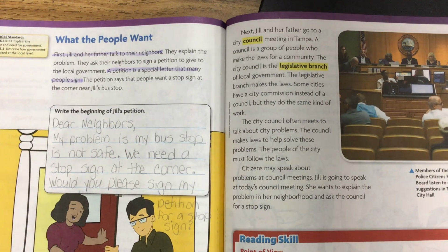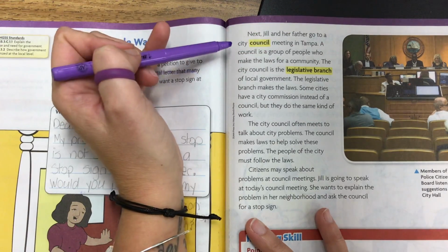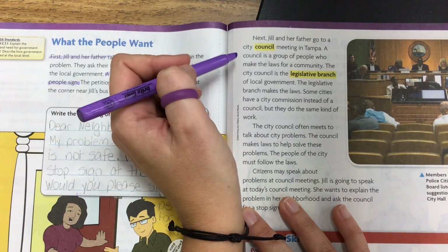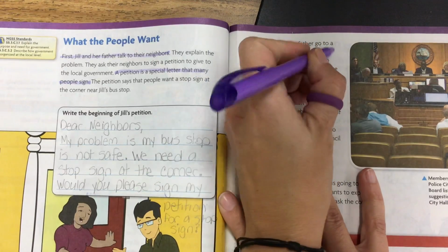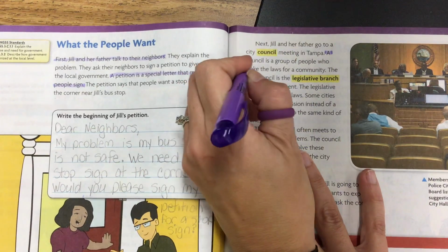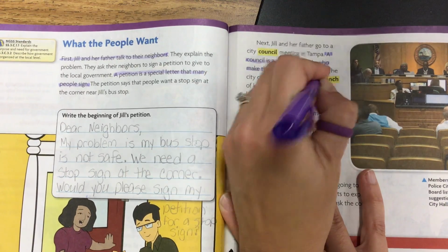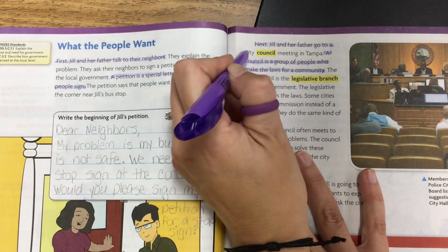Next, let's see what Jill does next. Next, Jill and her father go to a city council meeting in Tampa. A council is a group of people who make laws for a community. Let's highlight that definition. A council is a group of people who make laws for the community. And then let's highlight that next, Jill and her father go to a city council meeting.